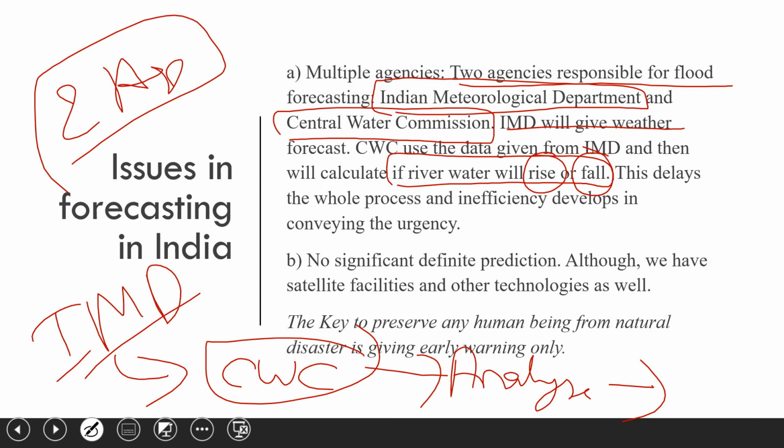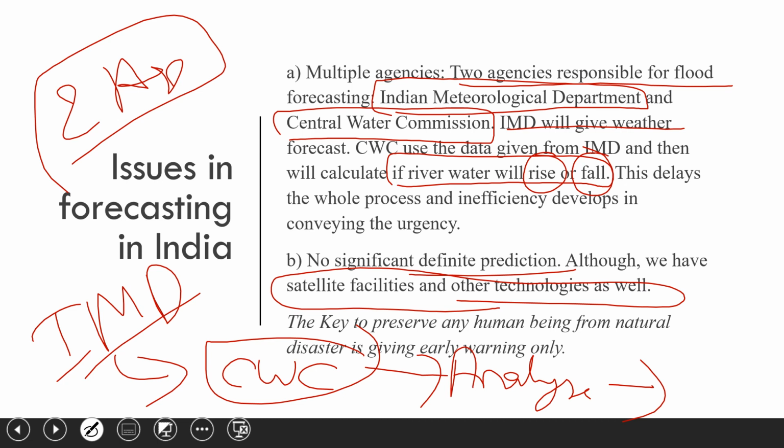Further, we don't have a significant defined prediction. Although we have satellite facilities and other technologies like GPS, we don't have a defined prediction for flooding areas, which ultimately causes damage to life and property, and we are not utilizing all those things. We have to generate some other technology, or use the existing technology in a more efficient manner.